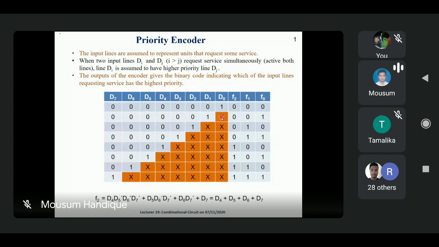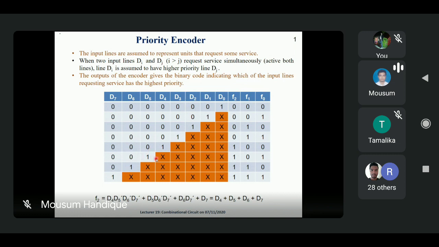So cross means don't care, that means it may be 0 or it may be 1. It does not matter for us, but D1 always has the highest priority. Are you getting my point? So this way, when this one is 1, D1 may be 0 or 1. If it is 1, then we can also consider the highest priority as 1 for D2. And here if D0 is 1, we can also consider the highest priority of 1 for D2.